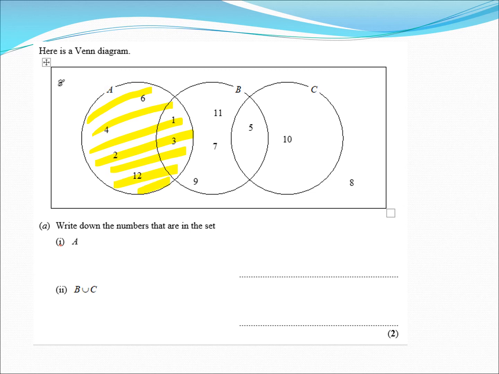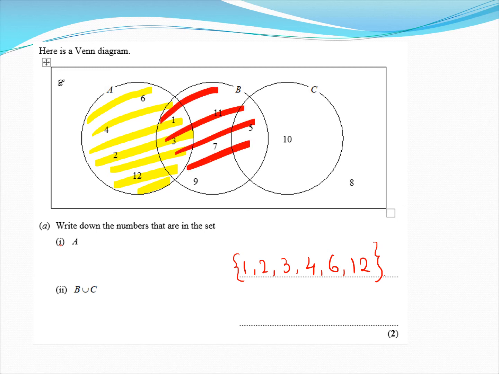So look at the members of set A. I've got 1, 2, 3, 4, 6, and 12. So we're going to list them: 1, 2, 3, 4, 6, and 12. Sorted. The next part they said B union C. So B union C is everything in B and everything in C, B and C combined together.